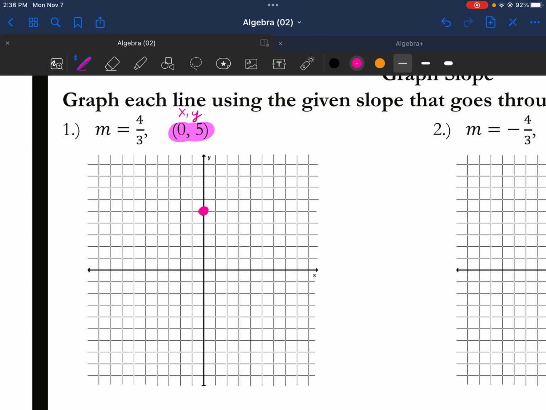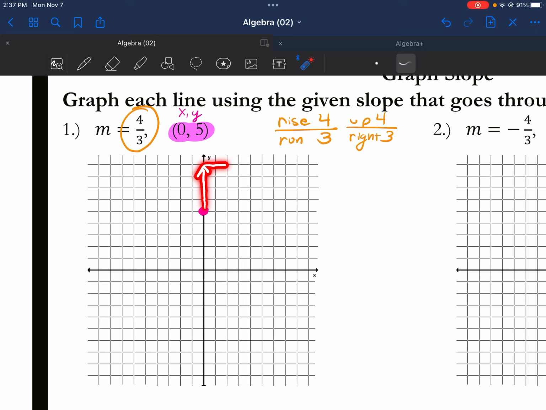It's in pink. Now I see my slope here. So my rise is 4, my run is 3. That means a +4 and a +3. So I go up 4, right 3. Starting at this given point to us, right? This is the one that we plotted. So we start there. We go up 1, 2, 3, 4, and then to the right 3. 1, 2, 3. Right here is our new point.